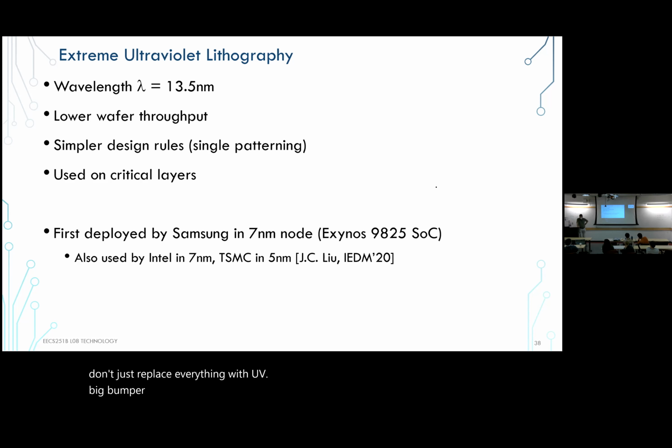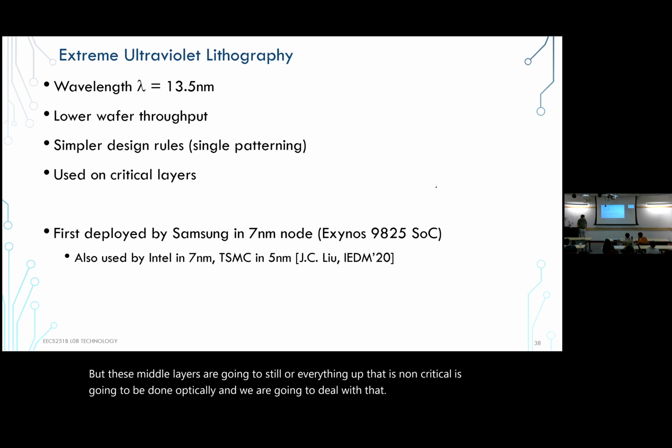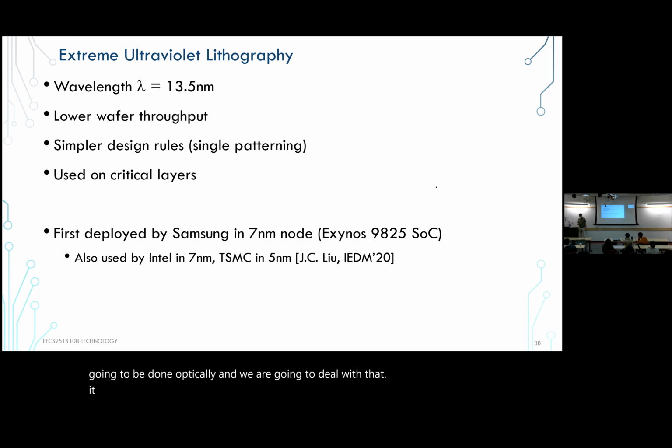It's longer. UV machines are slower, a few times slower, and way more expensive. And designers already know how to deal with optical, so we just push this to designers. The life is that these middle layers, or everything up that is non-critical, is going to still be done optically, and you're going to deal with that. It is in production in basically the bottom layers. Transistors and vias are done by UV.